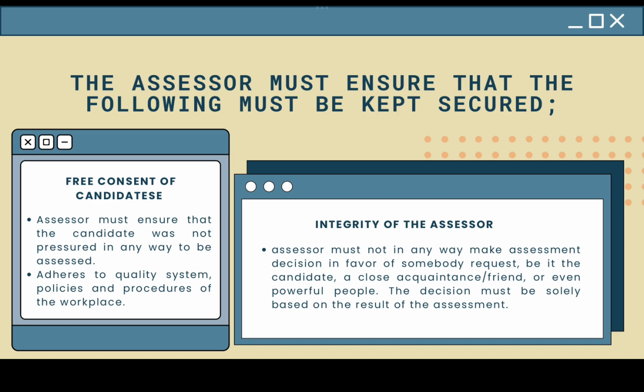Next is integrity of the assessor. Assessor must not in any way make assessment decision in favor of somebody's request, be it the candidate, a close acquaintance, friend, or even powerful people. The decision must be solely based on the result of the assessment. So dito, we as the assessor, hindi dapat tayo nakikinig sa mga favor ng iba kahit kaibigan pa natin siya or mataas yung position niya. Ang decision is dapat nakabase sa actual assessment ng mga learners.